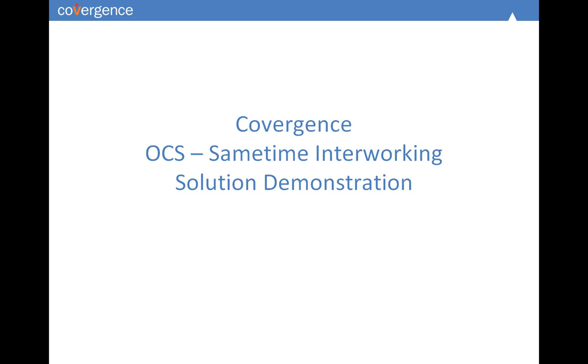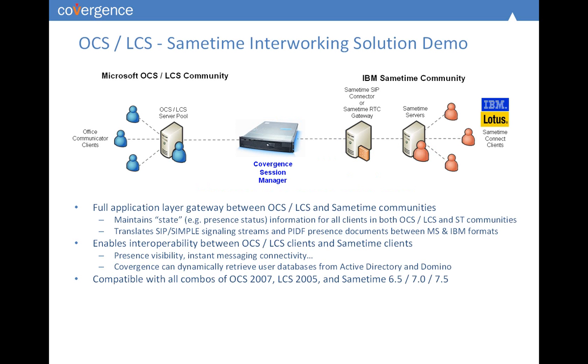You're about to observe a demonstration of the Convergence OCS Sametime interworking solution. The reference architecture for this demonstration is based on a real-world setup of a Microsoft OCS and IBM Sametime environment at Convergence headquarters. On the left side of the diagram, you see Microsoft Office Communicator clients. Moving over to the right, you have the Microsoft OCS server pool. Then you have an instance of the Convergence Session Manager. And on the right side of the slide, you have the IBM Lotus Sametime environment.